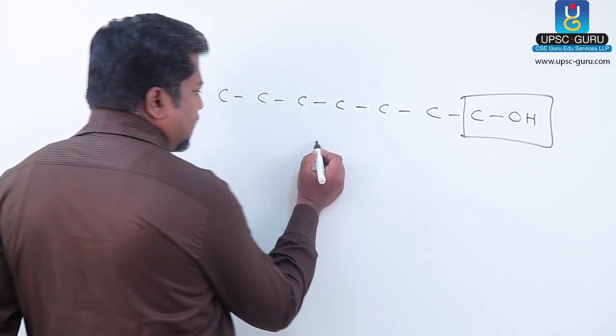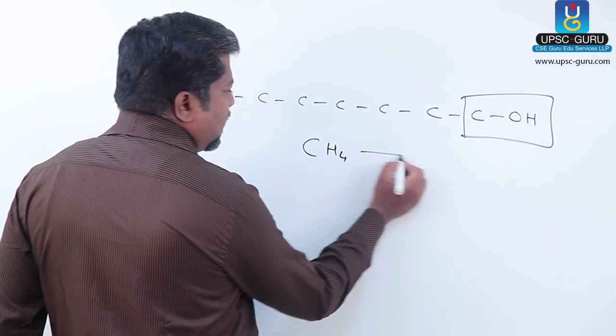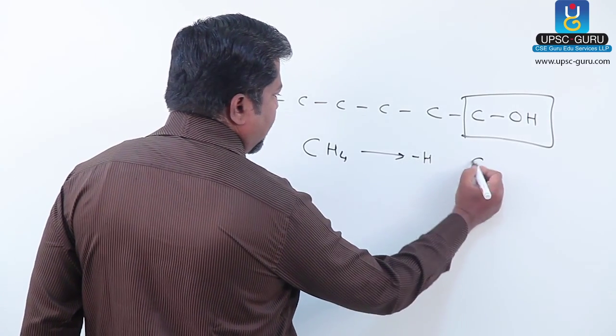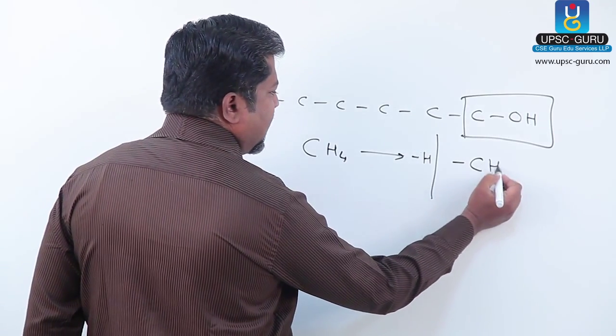Now you are aware, the first functional group we are going to discuss here: say methane is there, minus 1 hydrogen, we get 1 vacancy. So here hydrogen is moving out, so the remaining hydrogens are 3.